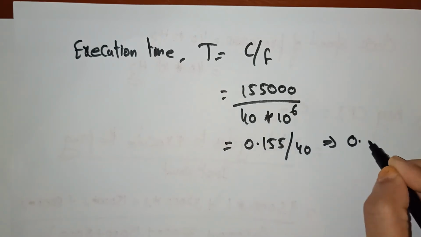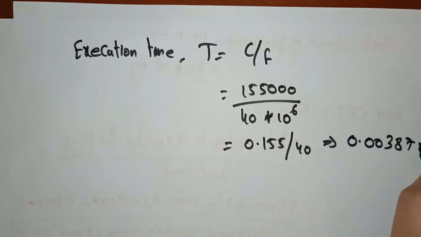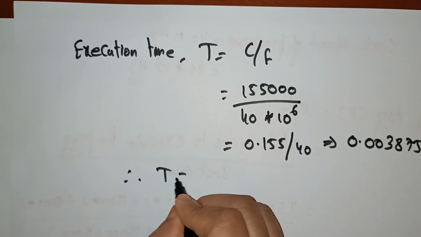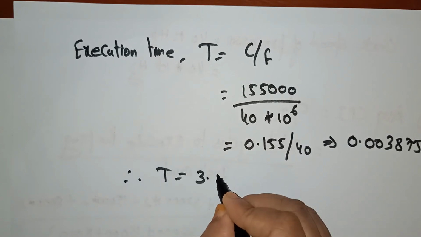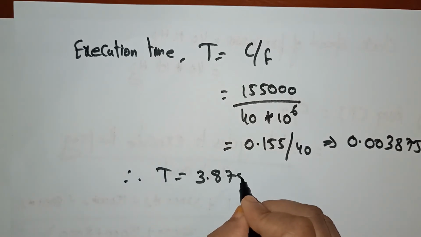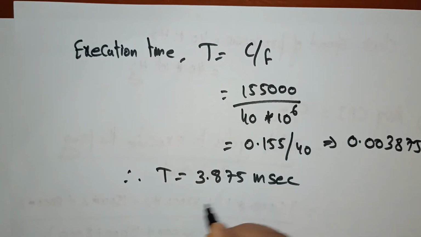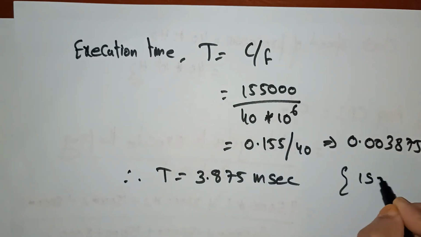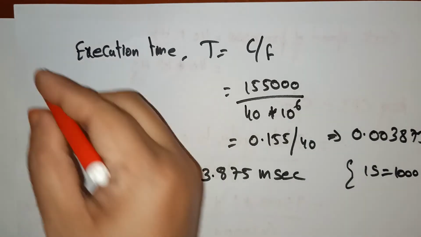That means 0.003875 seconds. Therefore T, the execution time of the processor, is 3.875 milliseconds. We know that 1 second is equal to 1000 milliseconds, so I converted the seconds into milliseconds. And what's the final thing?